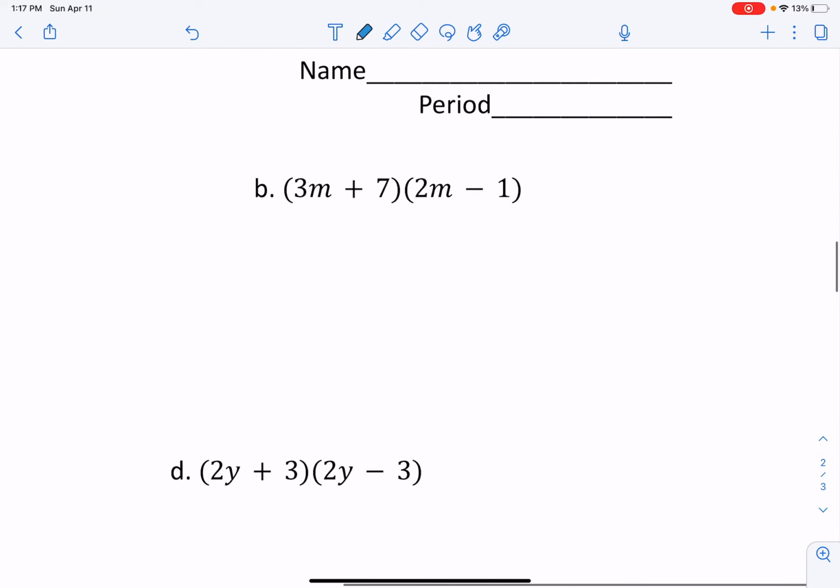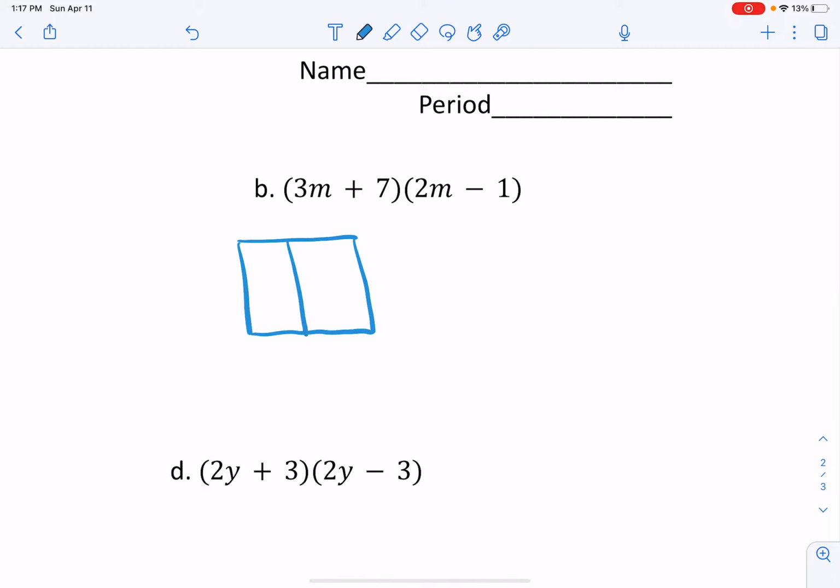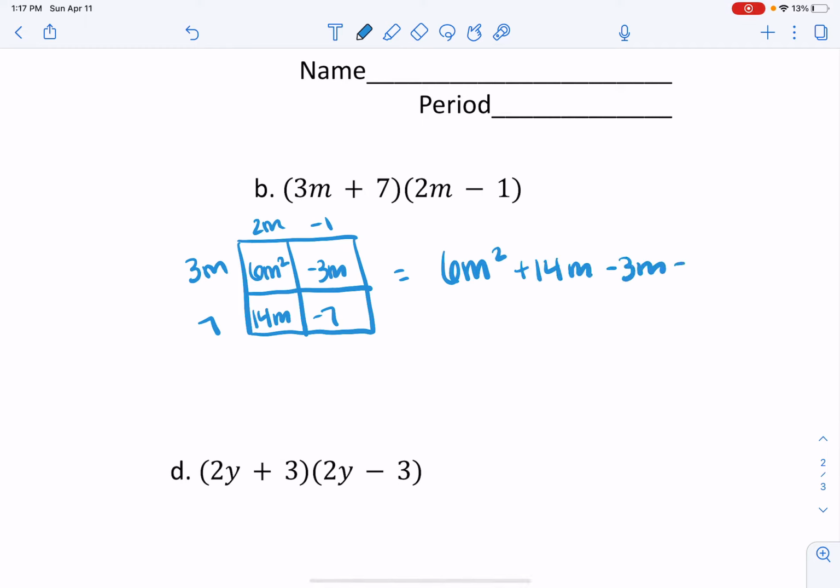All right, B, same idea. Let's make our box. I've got 3m and 7 and 2m and minus 1. So that would be 6m squared, 14m, minus 3m, and negative 7. Putting those together, we've got 6m squared plus 14m minus 3m minus 7. Put the like terms together, so we have 6m squared plus 11m minus 7.